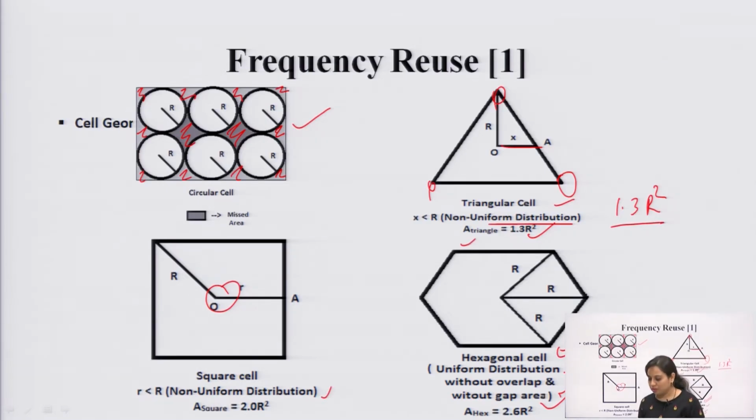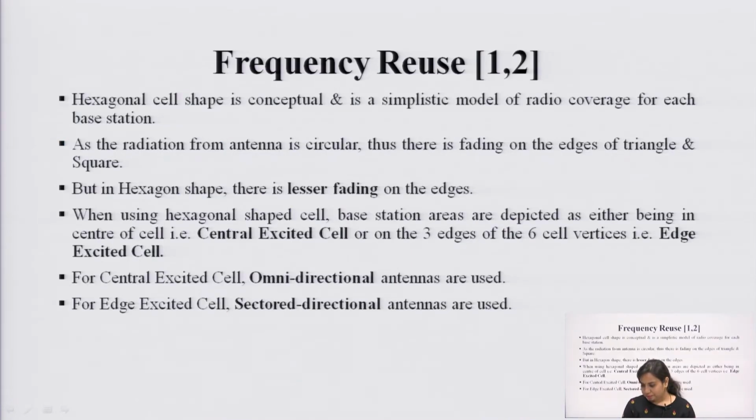So, this is the concept of frequency reuse, that what shape has to be considered for each cell, so that it does not overlap and it does not provide any gap when two or more cells are connected next to each other. So, hexagonal cell shape is a conceptual and simplistic model of radio coverage for each base station.